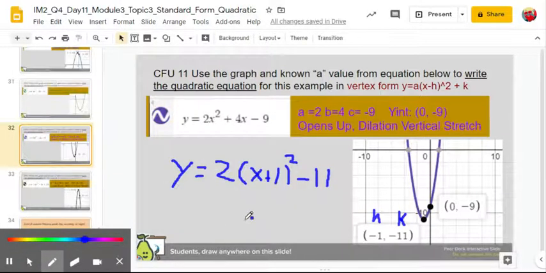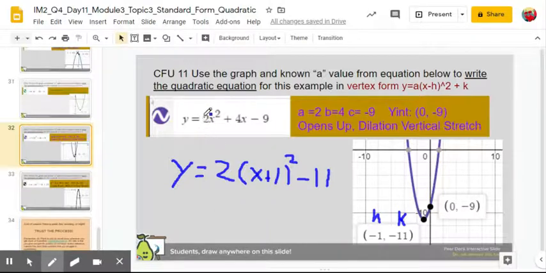All right, on CFU 11, the A value this time is 2. So we see the A value is, again, the coefficient of x squared. So we know that this is 2. And then our vertex is this negative 1, negative 11. So there's our H and our K. So it's going to be x minus negative 1 because x plus 1 squared. And then it's going to be minus 11. Again, the y-intercept here was 0, negative 9. Okay, so the negative 9 is the y-intercept.